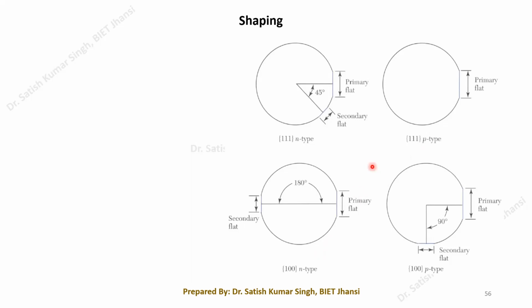So we have the type of substrate, whether it is P type or N type, and the orientation of the crystal, or the orientation of the wafer. That is actually encoded in the form of these flats. That will be encoded in this primary flat.